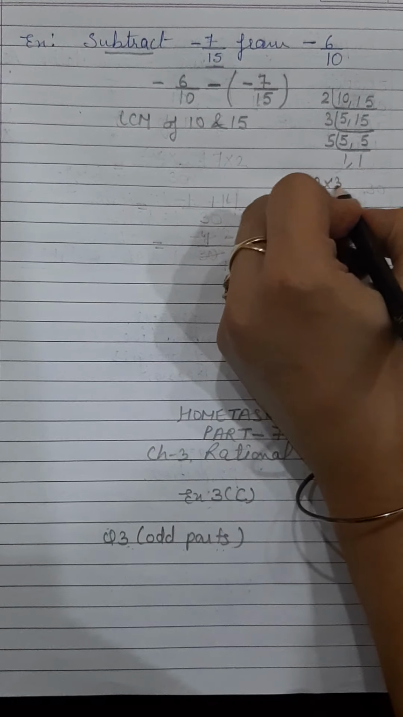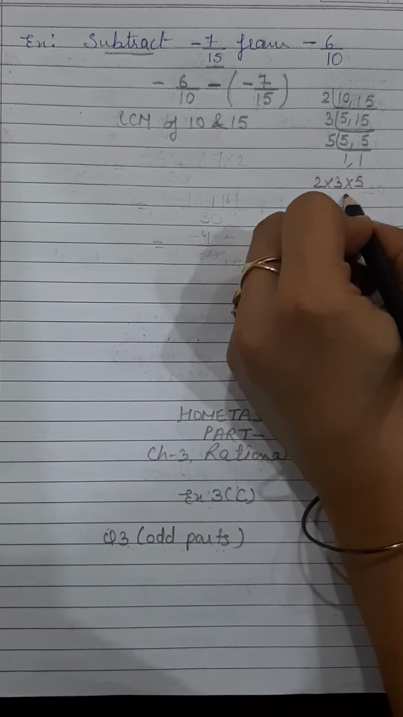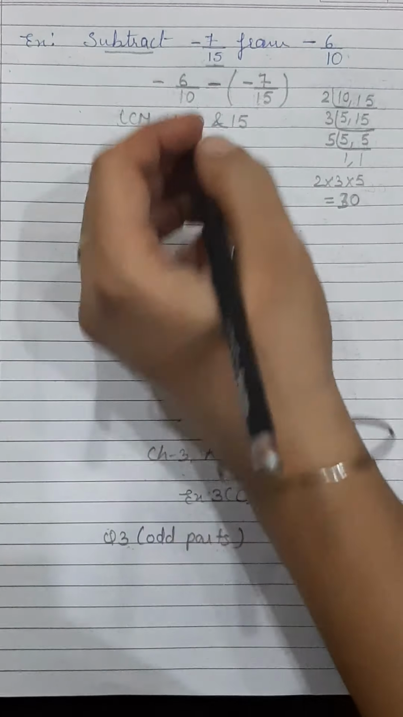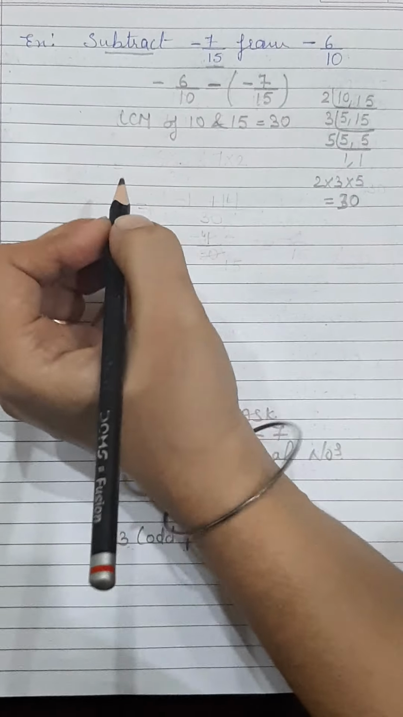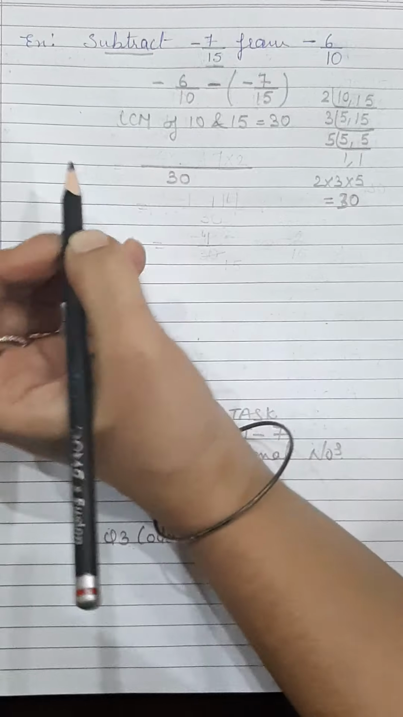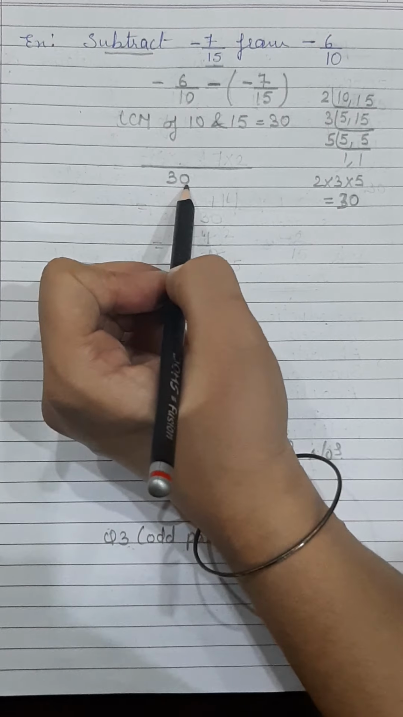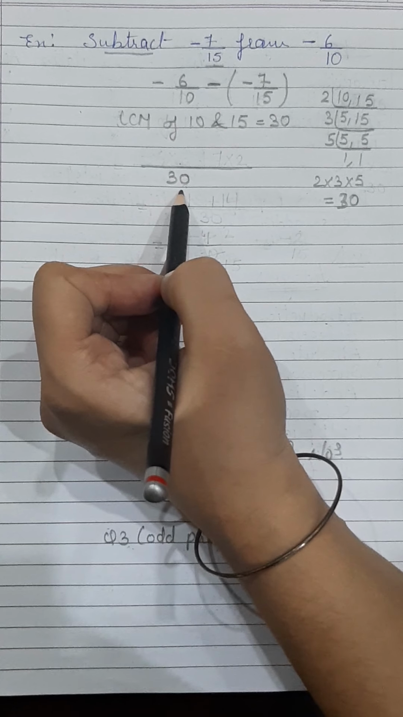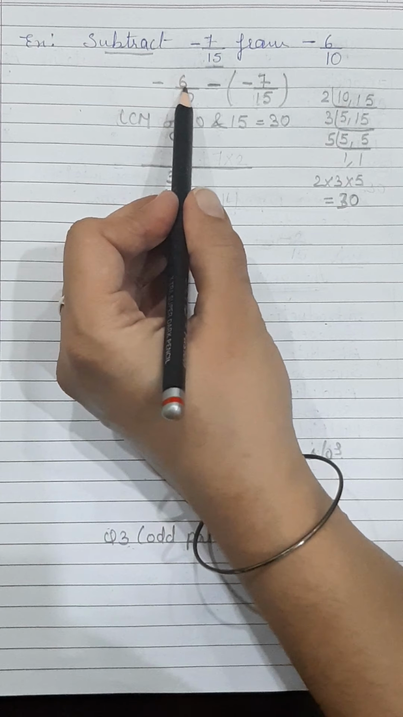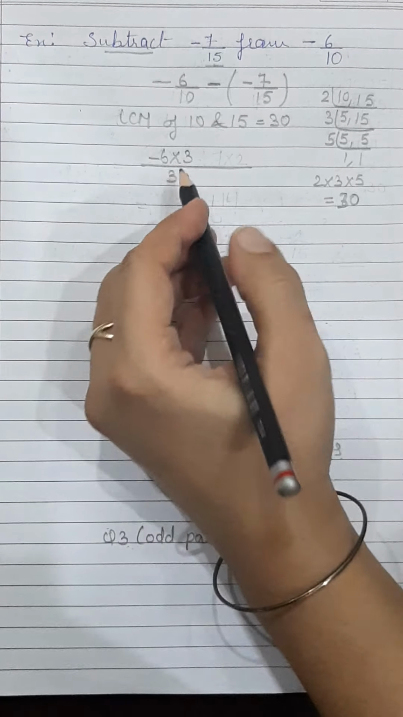So 2 into 3 into 5, what will be the LCM? 2 3s are 6, 6 5s are 30, right? 30 will be the LCM. Clear? Now make denominator as 30. So which number you have to multiply 10 by to make it 30? 10 3s are 30, right? And that 3 you have to multiply it with -6. So -6 into 3, right?